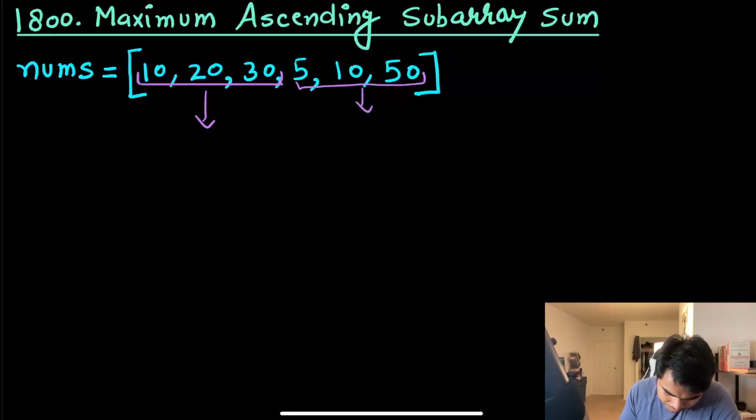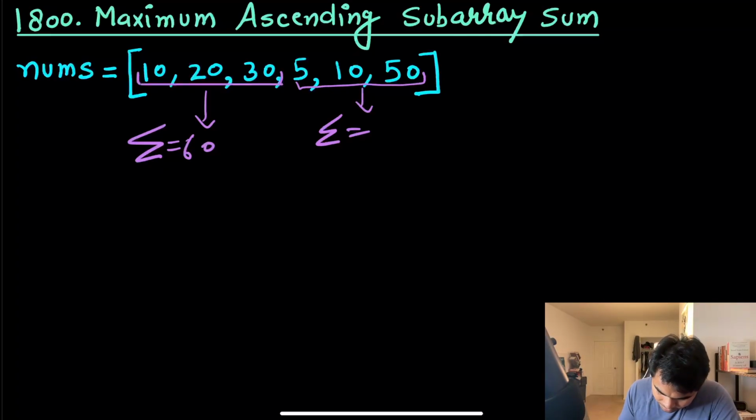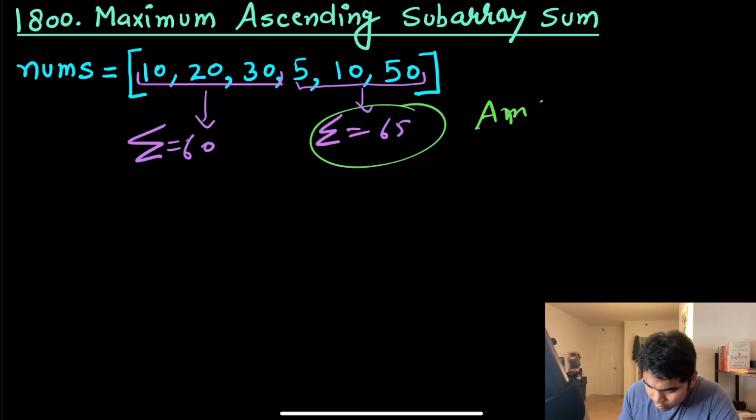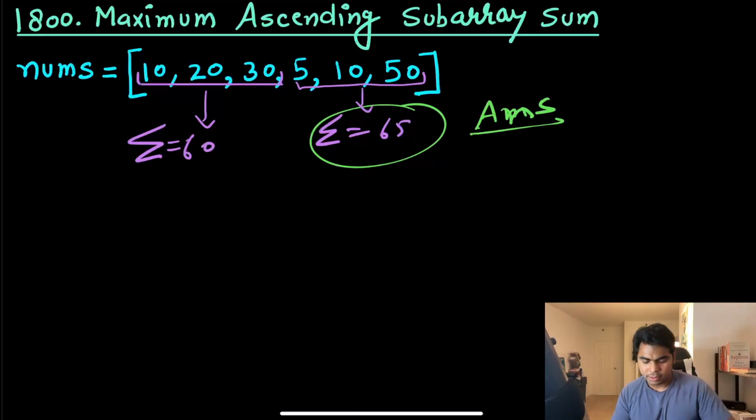So what is the sum? Sigma of all of these. 10, 30, 60. Sigma is 60 here. And then here 10, 50 is 60, and then 5, 65. So this is my answer. But how are we going to do it?